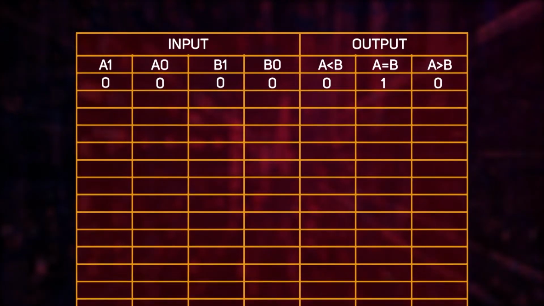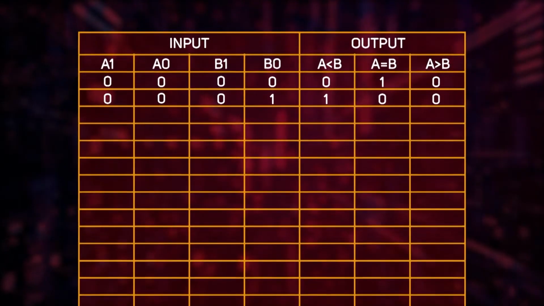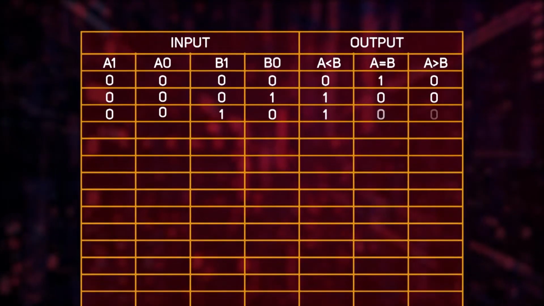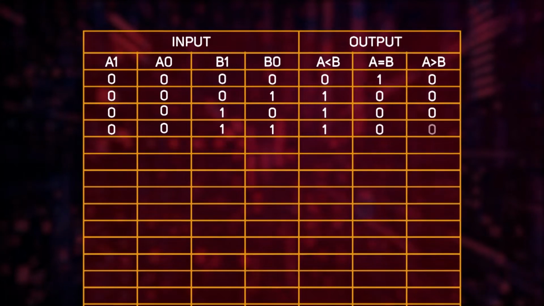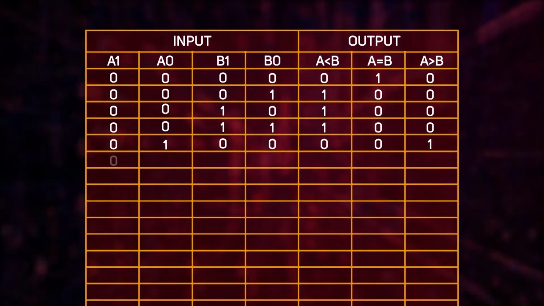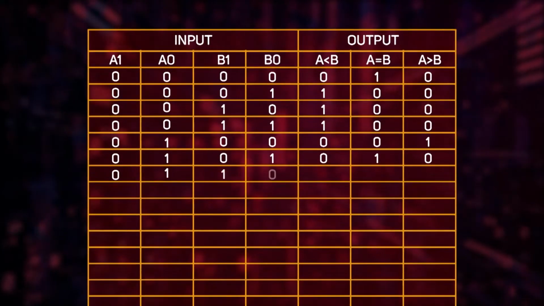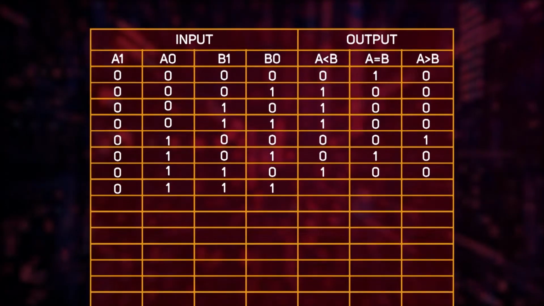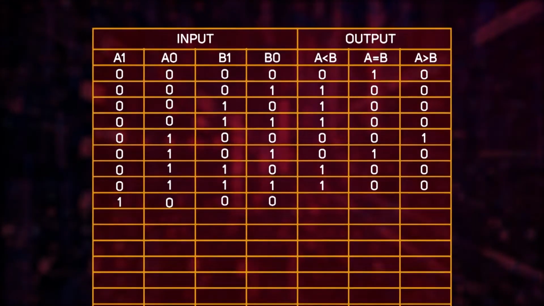And the next, A is 0 0, B is 0 1, the outputs are 1 0 0. Then A is 0 0 and B is 1 0, the outputs are 1 0 0. Then A is 0 0, B is 1 1, the outputs are 1 0 0. The next, 0 1 and 0 0, the outputs are 0 0 1. Then 0 1 and 0 1, the outputs are 0 1 0. Then 0 1 and 1 0, the outputs are 1 0 0. Then 0 1 and 1 1, the outputs are 1 0 0, then 1 0 and 0 0, the outputs are 0 0 1.